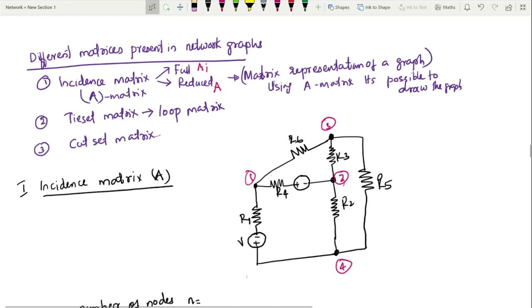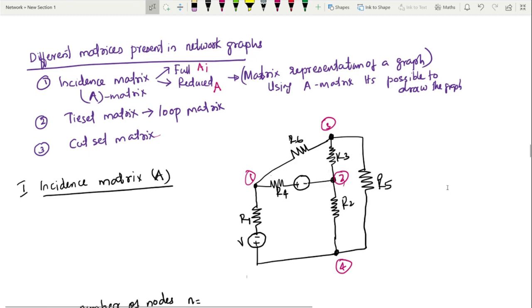So what is the incidence matrix? In general, the incidence matrix is the matrix representation of the given graph or the given network. Using this matrix, it is possible to rebuild the graph of the network. To see how to obtain the incidence matrix by applying KCL at each node of a graph, first, let's consider an electrical network shown here, this one.